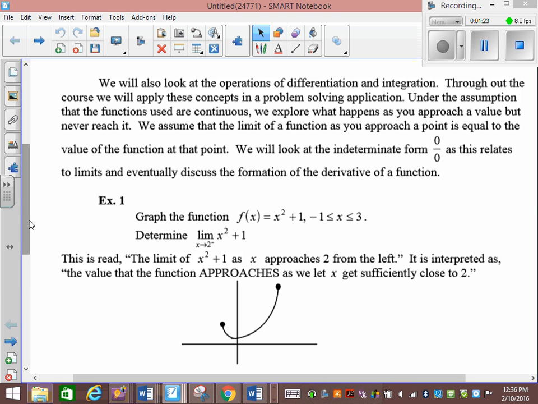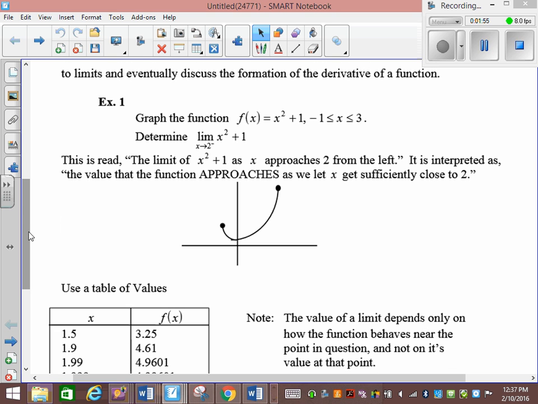We will look at the indeterminate form 0 over 0. Remember I told you how you'd fill into a limit? If you fill into a limit and you get 0 over 0, that's the indeterminate form, as this relates to limits, and we'll eventually discuss the formation of the derivative of a function. So when you get that 0 over 0, the answer isn't just 0. If you get 0 over 2, then the answer would be 0. But if you get 0 over 0, that's an indeterminate form, and we're going to have to do something before actually filling into it, which will make sense in a little bit.